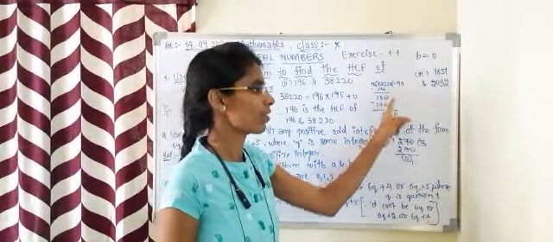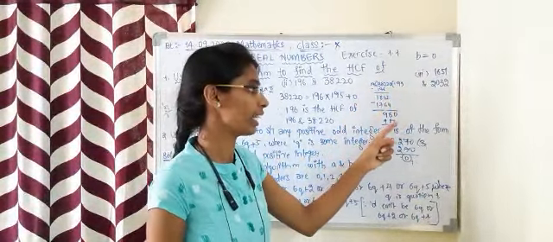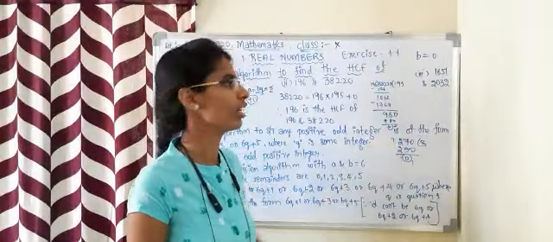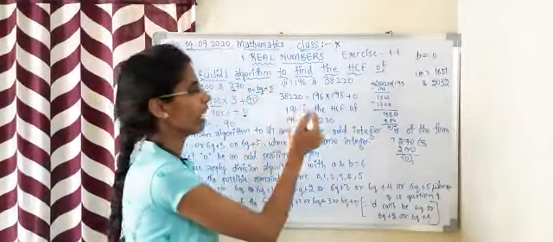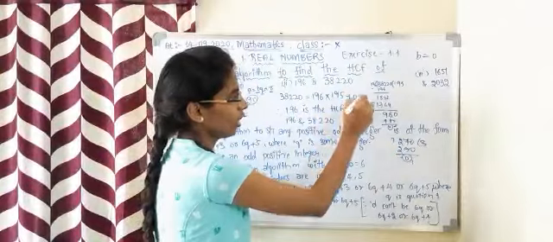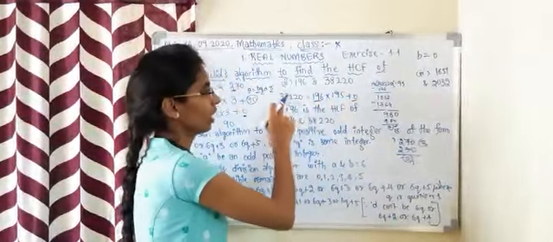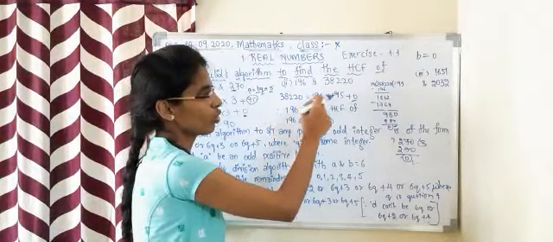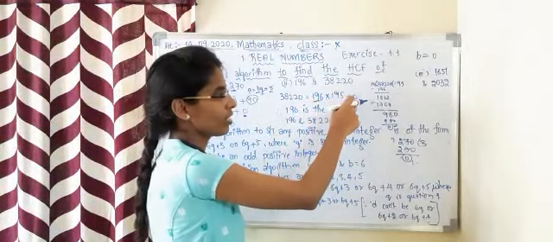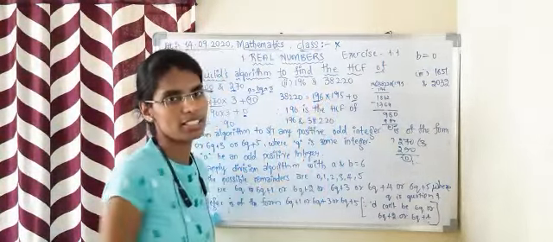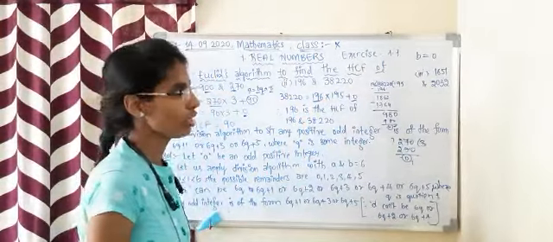So 196 fives are 980. Therefore, the remainder is 0 here. So in the first process itself, we have got the remainder as 0. Therefore, the B value will be considered as the HCF. 38,220 is equal to 196 into 195 plus 0. Therefore, 196 is the HCF of the two numbers.